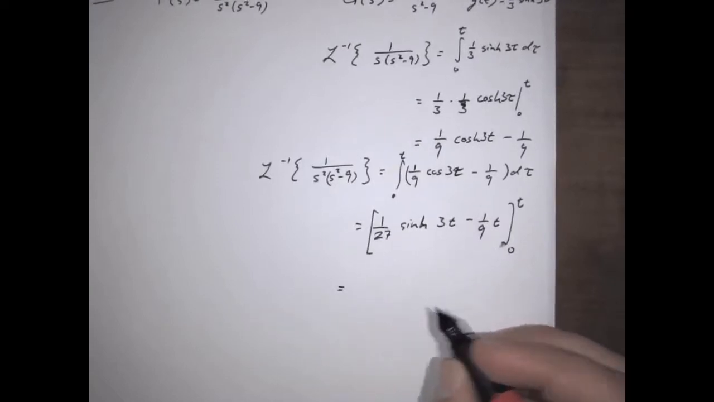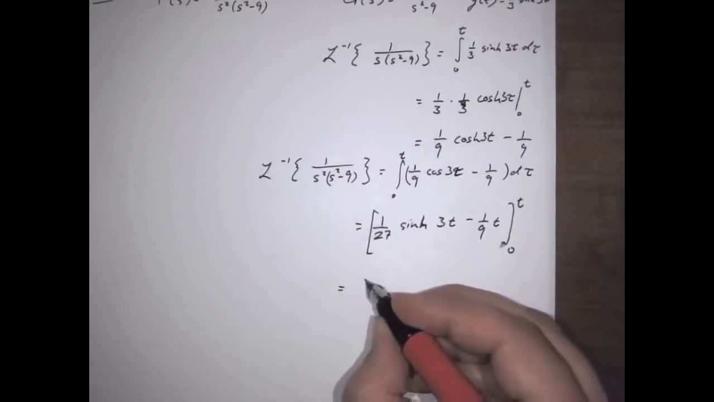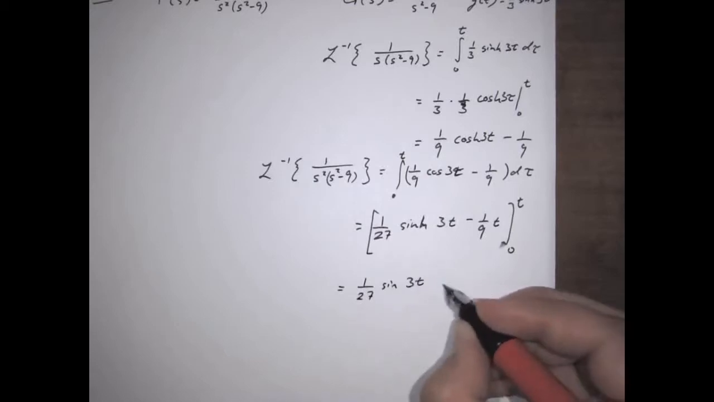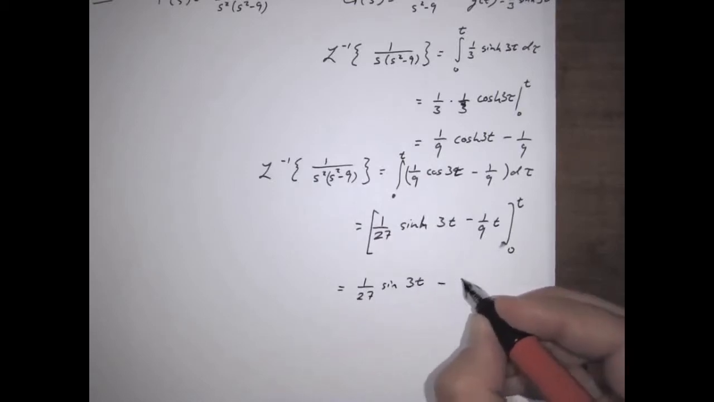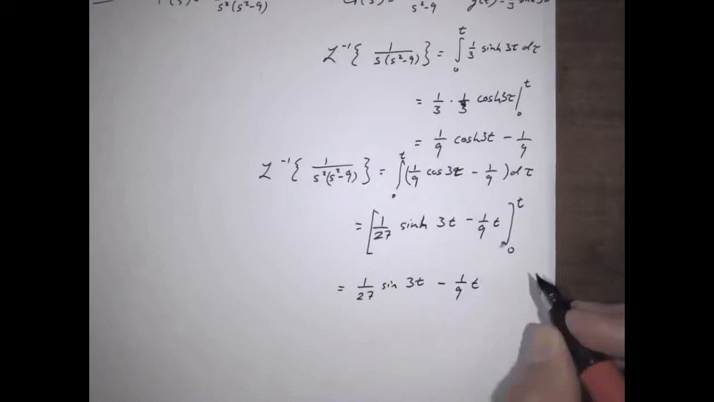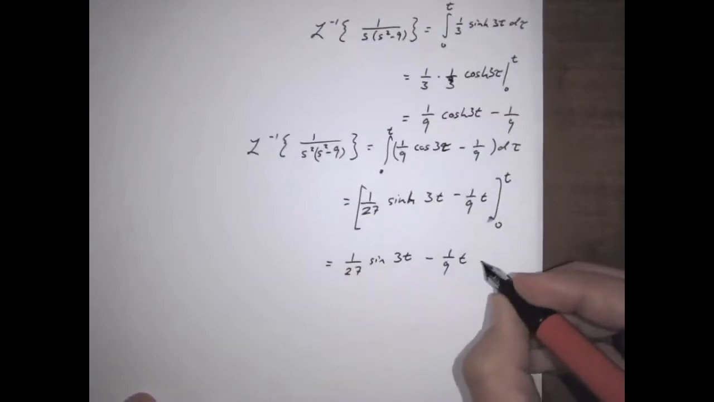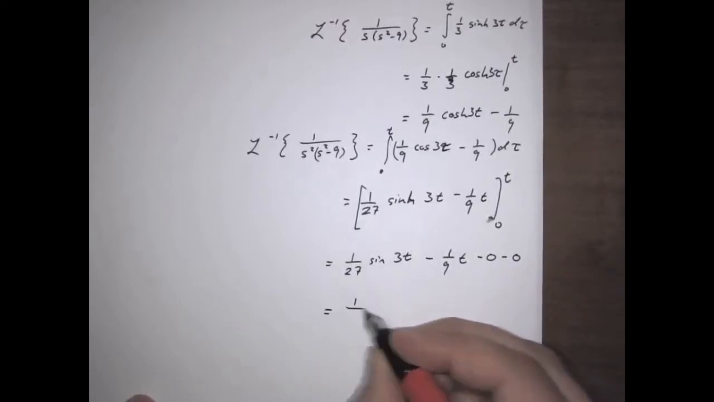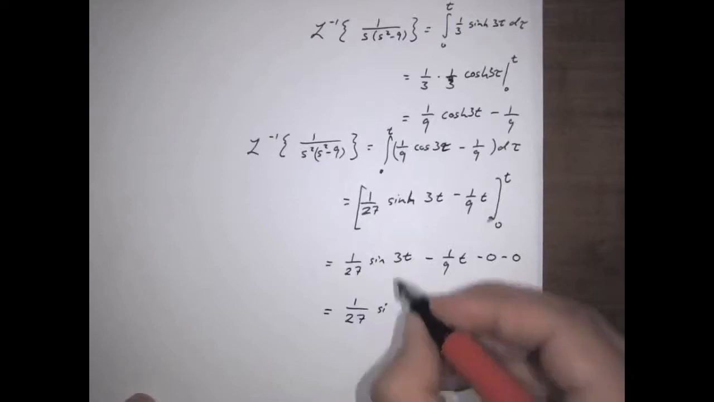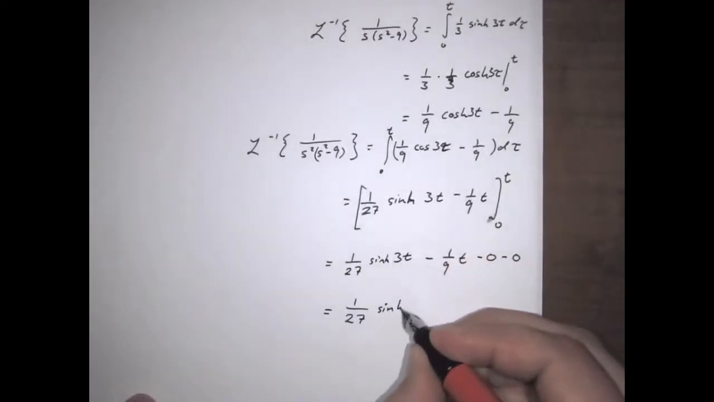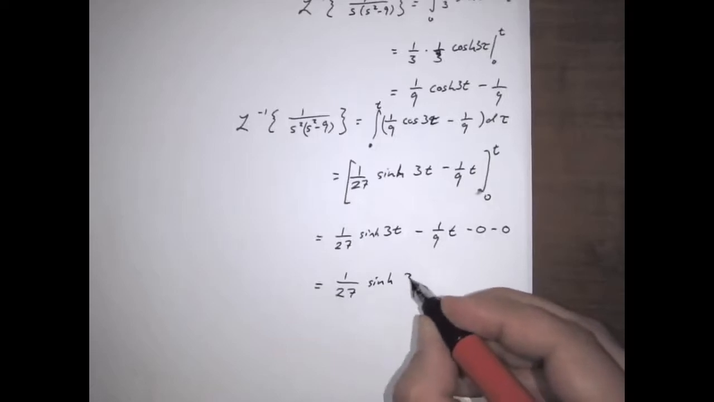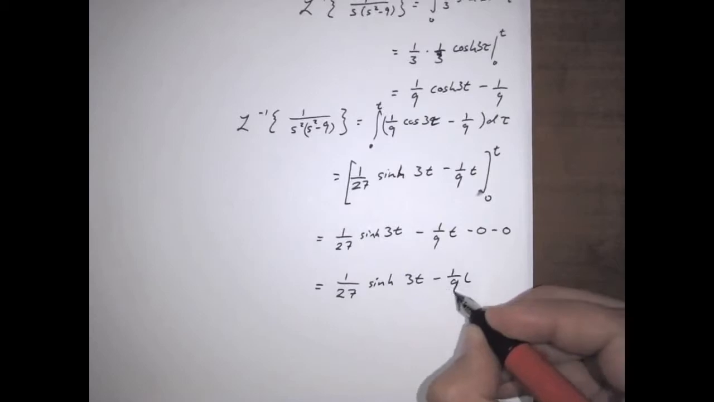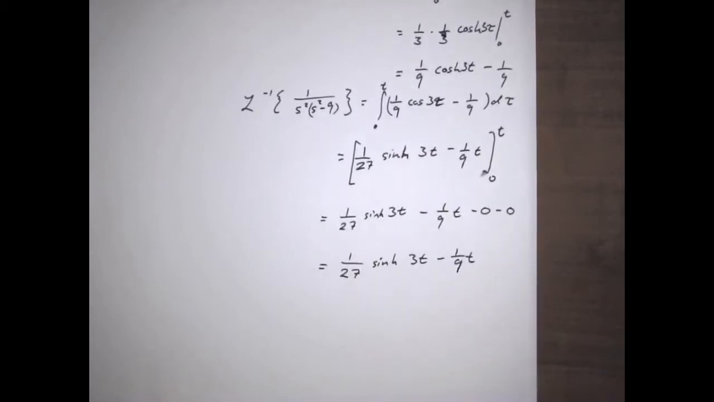And so then what we've got is 1/27 sinh 3t minus 1/9 t, and then if I plug in 0, it's going to be 0 and 0. So 1/27 sinh 3t minus 1/9 t will be our final answer there.